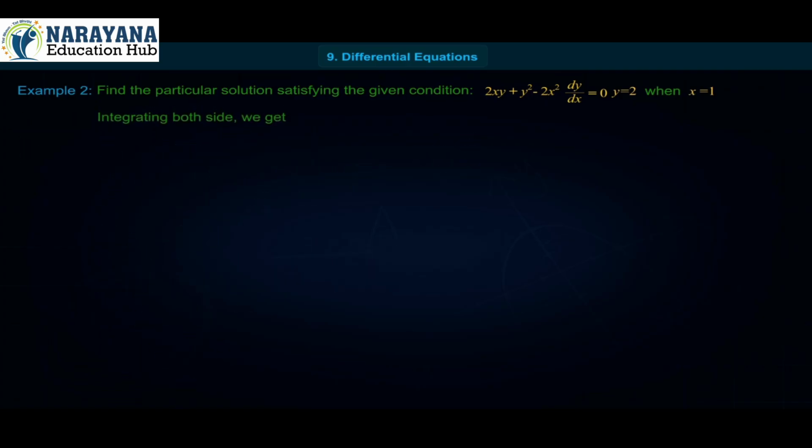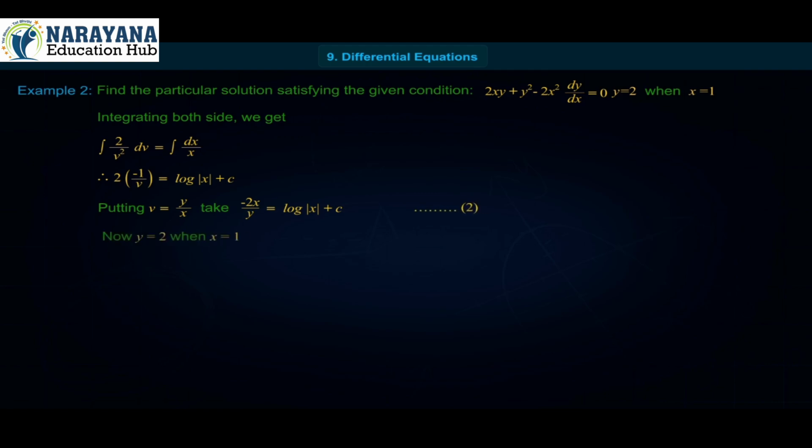Integrating both sides, we get integration 2 upon v square dv is equal to integration dx by x. Therefore, 2 into minus 1 upon v is equal to log modulus of x plus c. Putting v is equal to y upon x, we get minus 2x upon y is equal to log modulus of x plus c. Equation 2. Now, y is equal to 2 when x is equal to 1.